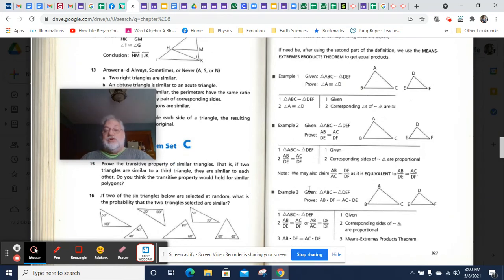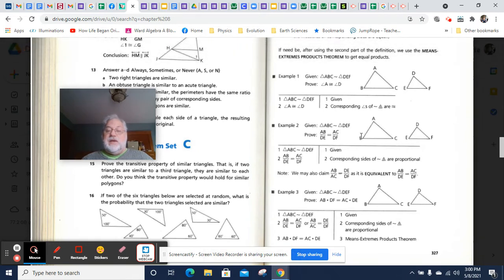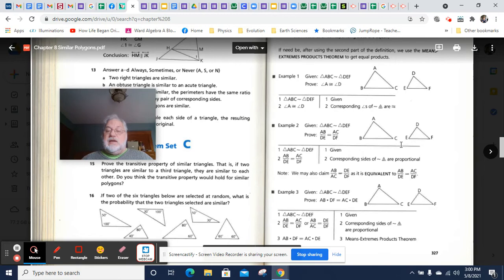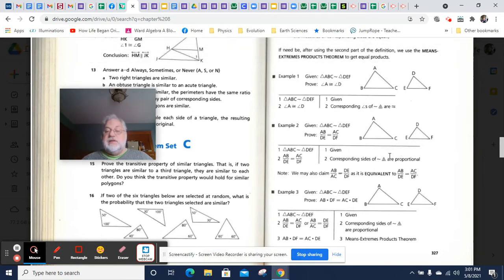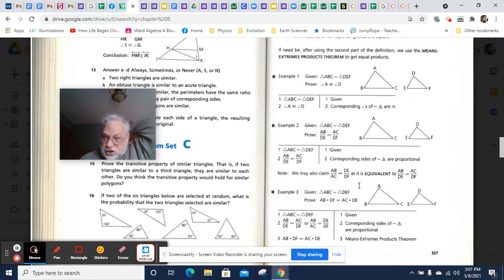Now, for example 2, we've got, again, triangle ABC and DEF are similar, and we're supposed to prove that AB is to DE as AC is to DF. Well, since they're similar, corresponding sides of similar triangles are proportional. You can also say that AB is to AC as DE is to DF. That's an equivalent sort of rotation of the proportion.